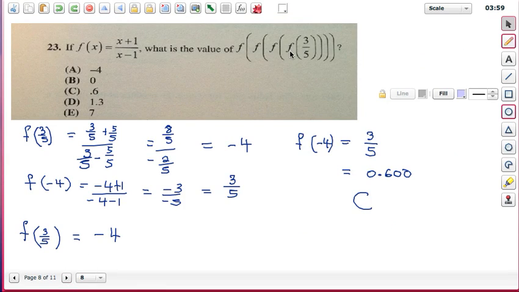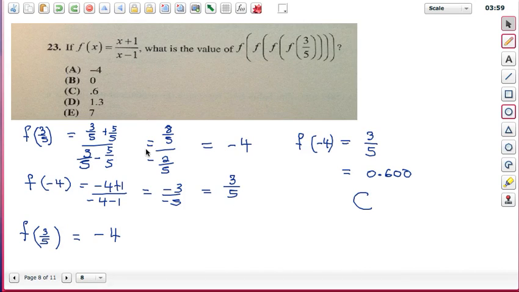So first you want to do f of 3/5. F of 3/5 would be 3/5 plus 1 over 3/5 minus 1. And it turns out that you have negative 4. Then you do the second one, f of negative 4. Turns out that you get 3/5. Negative 4 plus 1 divided by negative 4 minus 1 would be negative 3 over negative 5, which is 3/5.